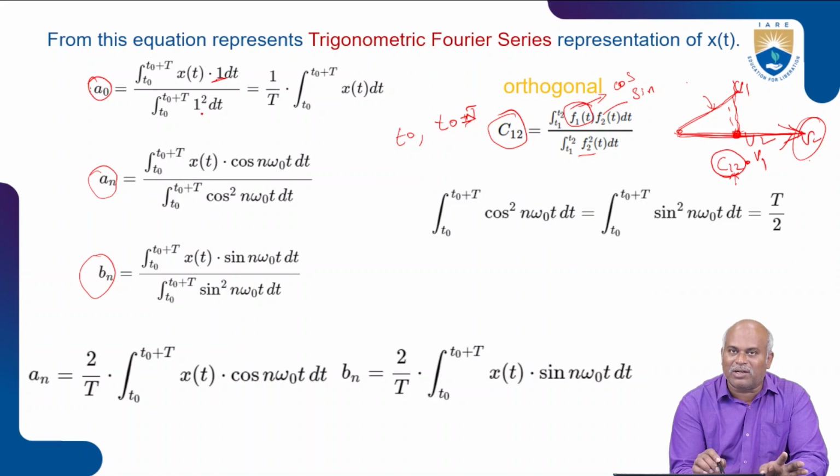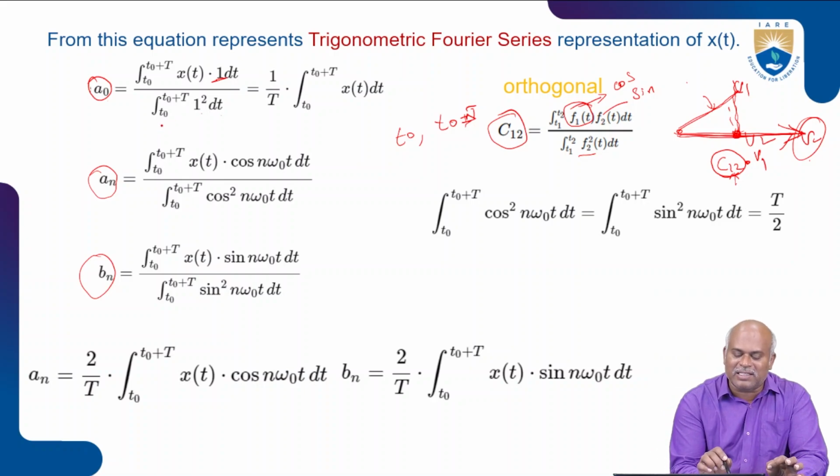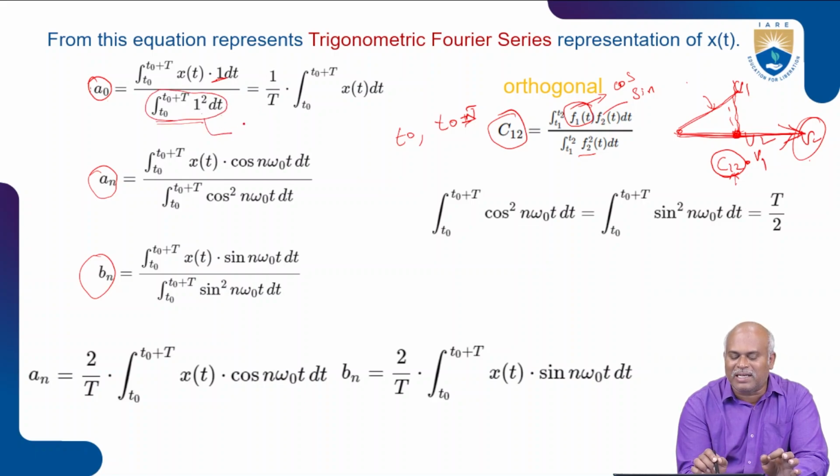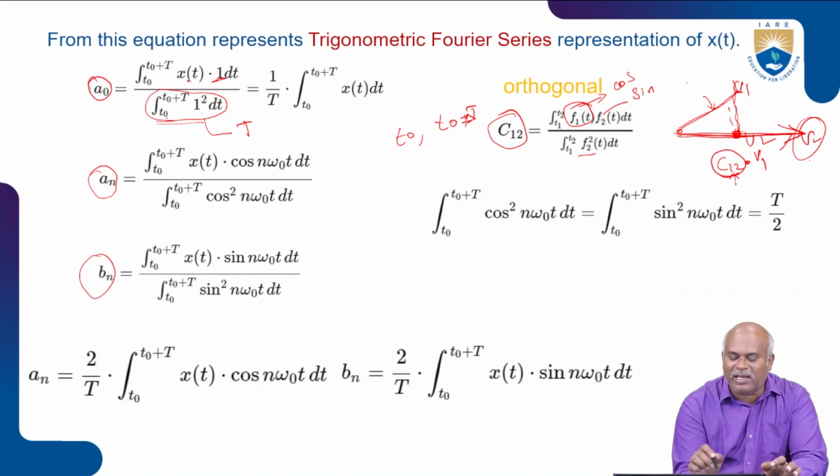So I write 1 square dt. Then integration of 1 square dt, integration of t0 to t0 plus T of dt, this value is represented as T. So this integration is represented as T. After integration, after substituting t0 plus T, we get T. So this T I take out, 1 by T.